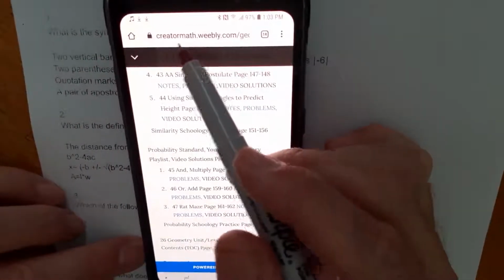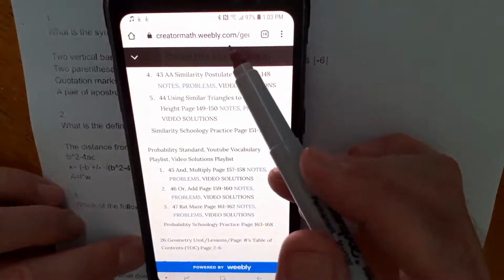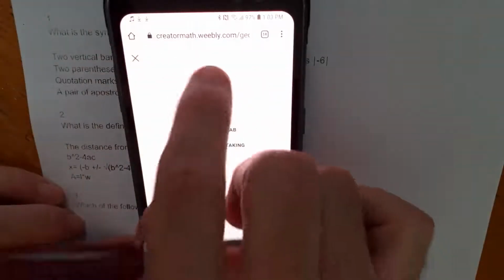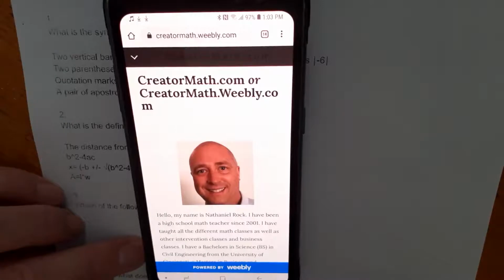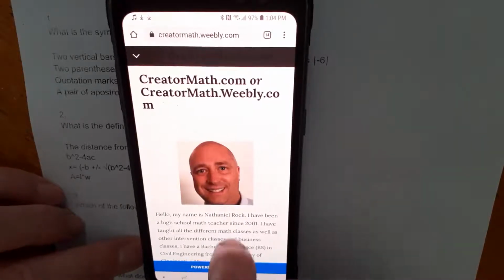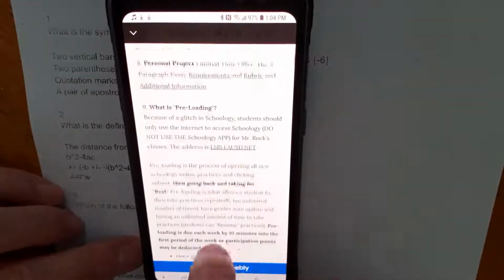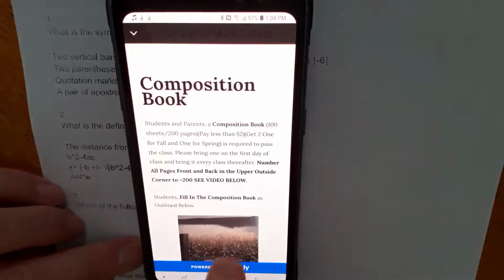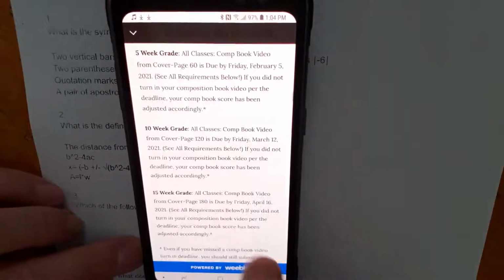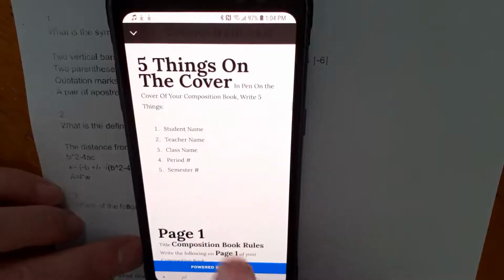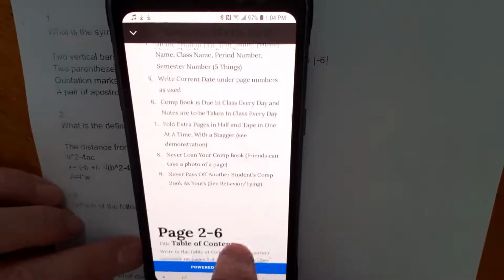Here's the website name, creatormath.weebly.com. Type that into Google. You should get to this homepage. Any questions you have on the composition book, scroll down till you see the large print that says composition book. And there's a picture. Please watch all the videos, follow all the due dates, and follow all the instructions of what to put where, and you should have a 90 to 100% on your composition book.